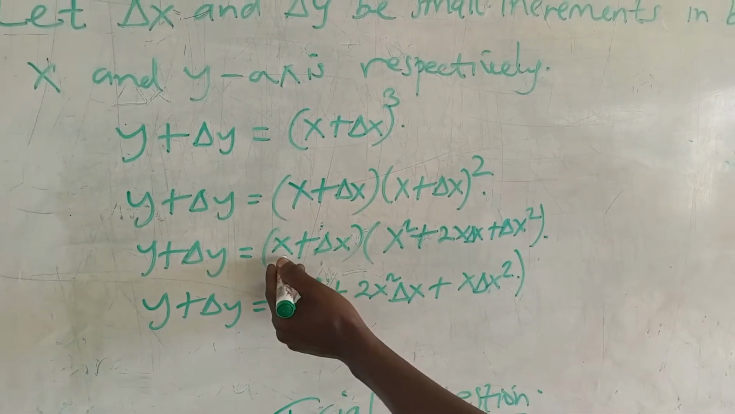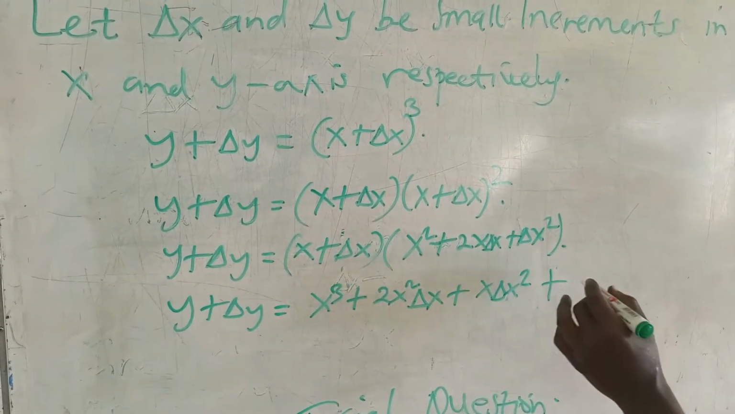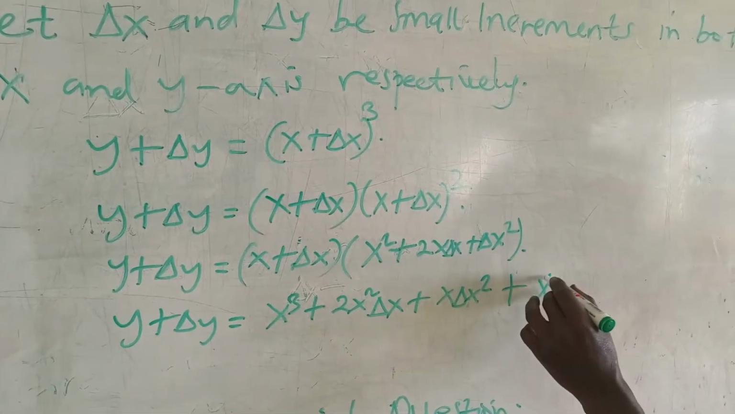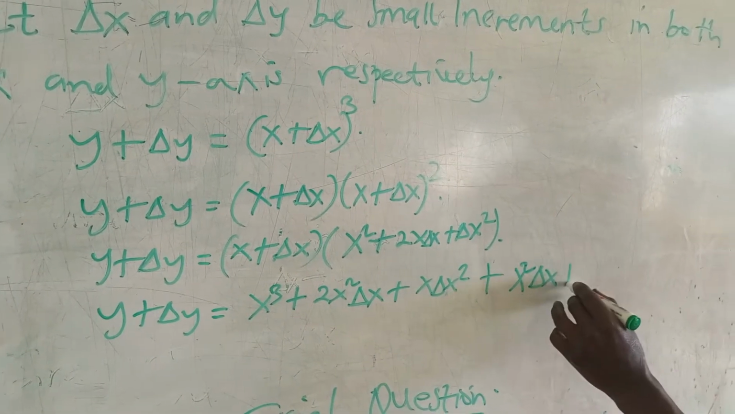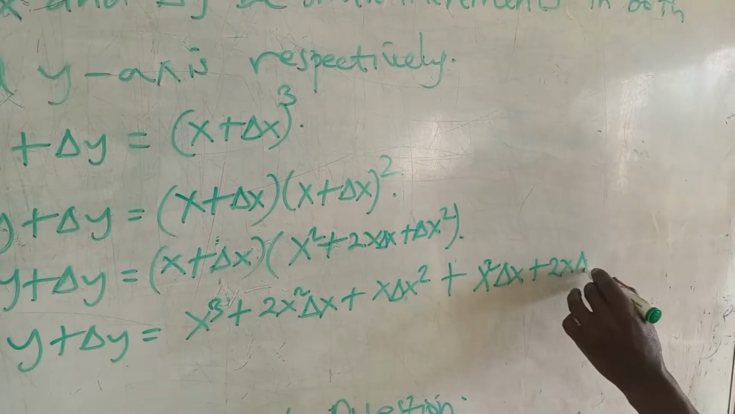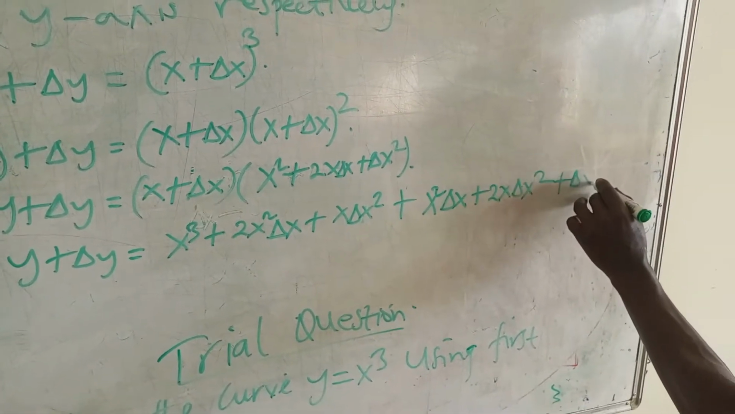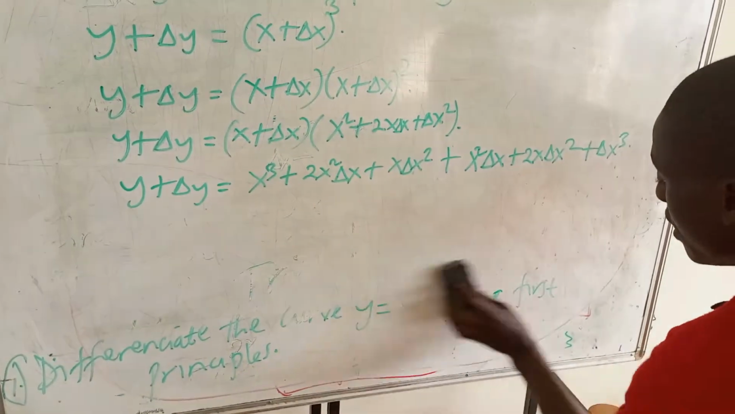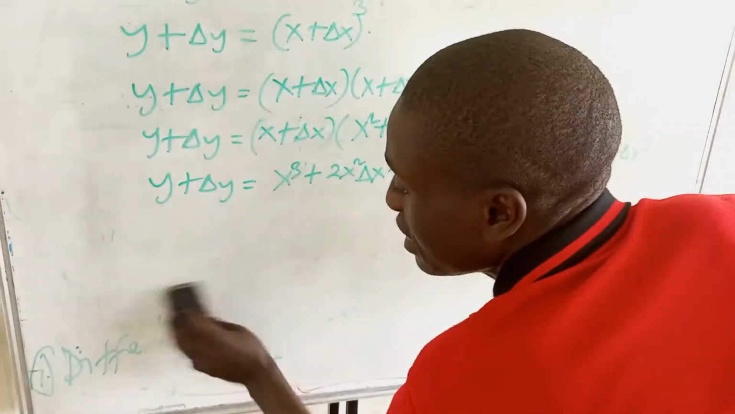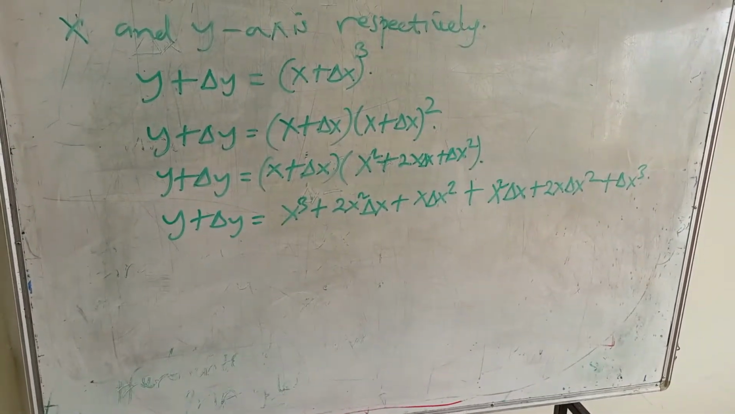Then I have multiplied by x, now we add. I multiply by change in x, which will be x squared change in x, then plus 2x change in x squared, then plus change in x cubed. Alright? Then, apart from that, we are going to collect like terms and then simplify this mathematically.